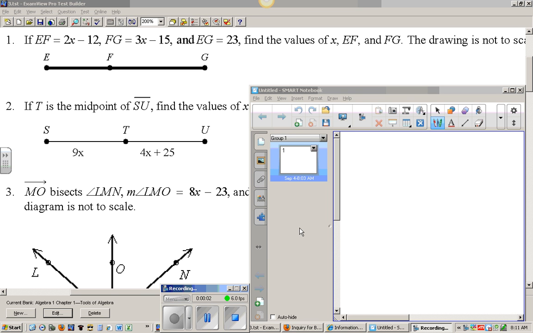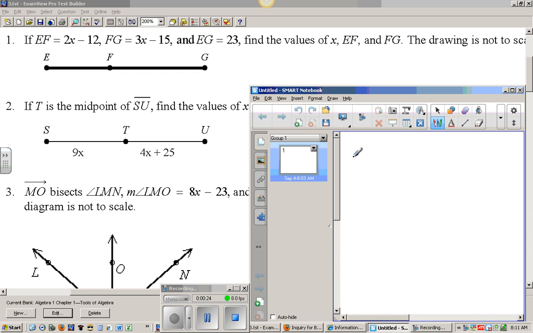But this is your startup for week number 3. Let's look at number 1. It says if EF equals 2x minus 12, FG is 3x minus 15, and EG, which is the whole thing, is 23. It says find the values of X, EF, and FG.